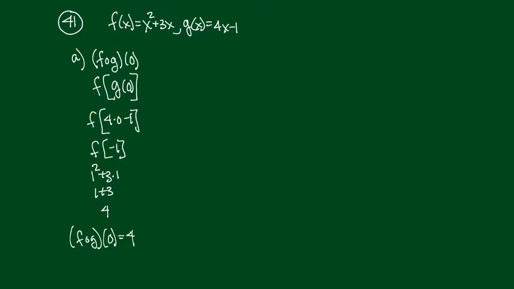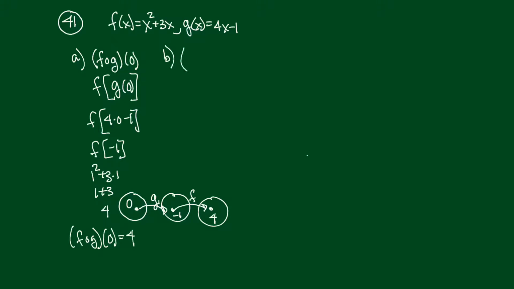And if we draw a picture of what's going on here, I'll do it right here. We're going to start here with 0, and then we process that with g. You start at 0, you process it with g, and that turns it into a negative 1, and then you process that with f, and that turns it into a 4. Let's go to part B here.